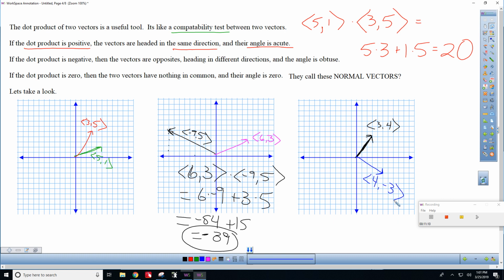You get 3 times 4 is 12. Plus 4 times negative 3 is negative 12. Aha. You get 0, and check out that angle. That is a right angle. Those are the vectors that should not be dating each other. They literally have nothing in common. One likes sports, the other one hates music. So they won't have anything to talk about.